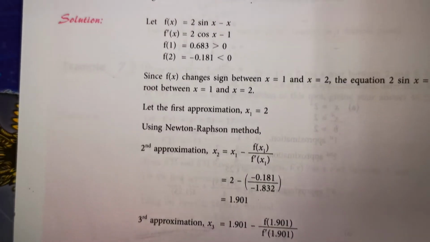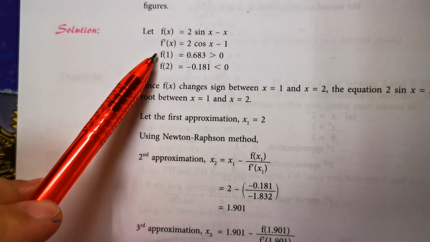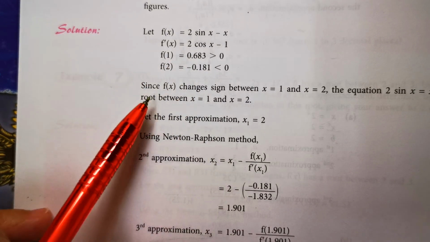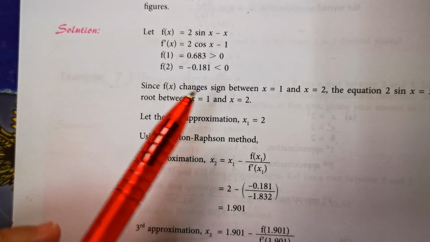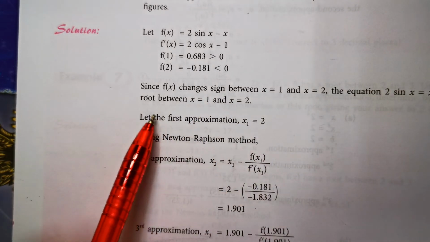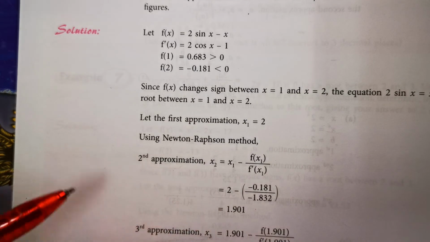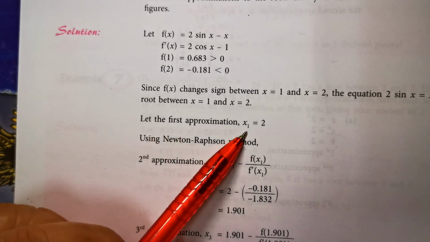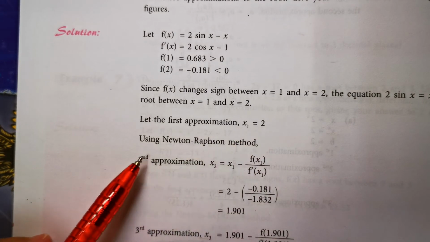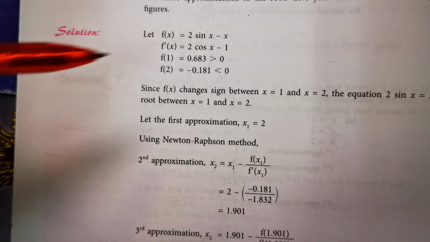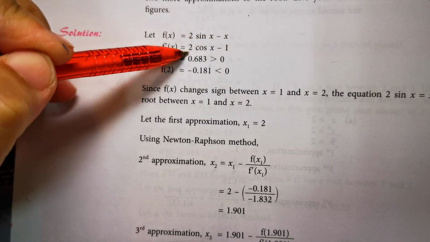Also to show the root, remember, just calculate your f(1) and f(2), opposite signs, one positive, one negative. Conclusion: since there is a change of sign, therefore the equation has a root between 1 and 2. So all this is very common. Let the first approximation be 2. The question says use the Newton-Raphson method to find x2. So just sub into your formula. Don't forget to differentiate.